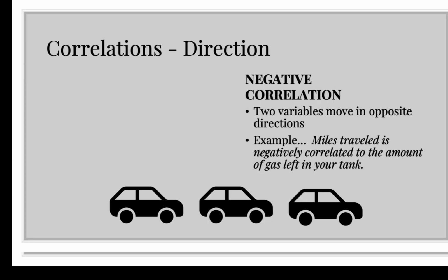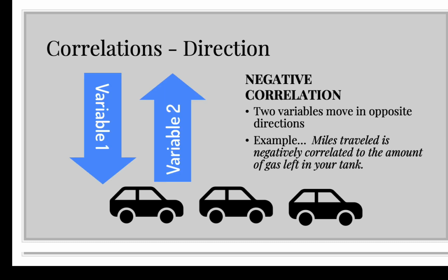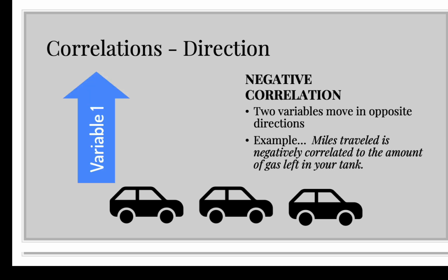So with negative correlation, two variables move in opposite directions, right? One goes down, one goes up. An example of this being miles traveled is negatively correlated to the amount of gas left in your tank, right? So the more miles you travel, the numbers are going up on your odometer, but the gas gauge is going down, right? So you could say the more gas you have in your car, the less miles you have traveled.